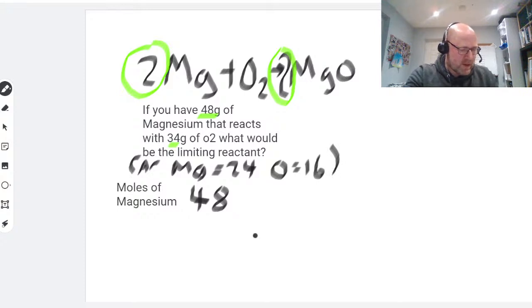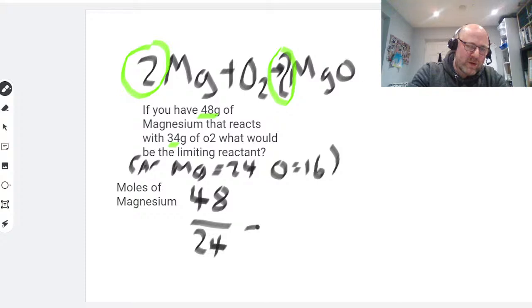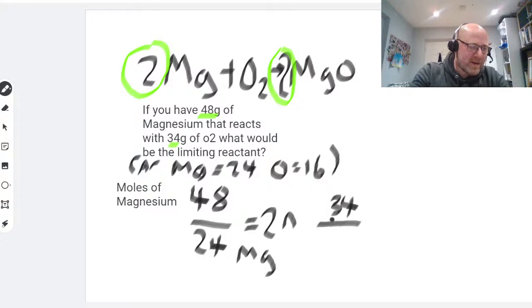Okay. Right, Nihat, you're right. So 48 over 24. We've got 2 moles of magnesium. And for oxygen, we've got 34 over 24. So we go 34 divided by 24 equals 1.41.